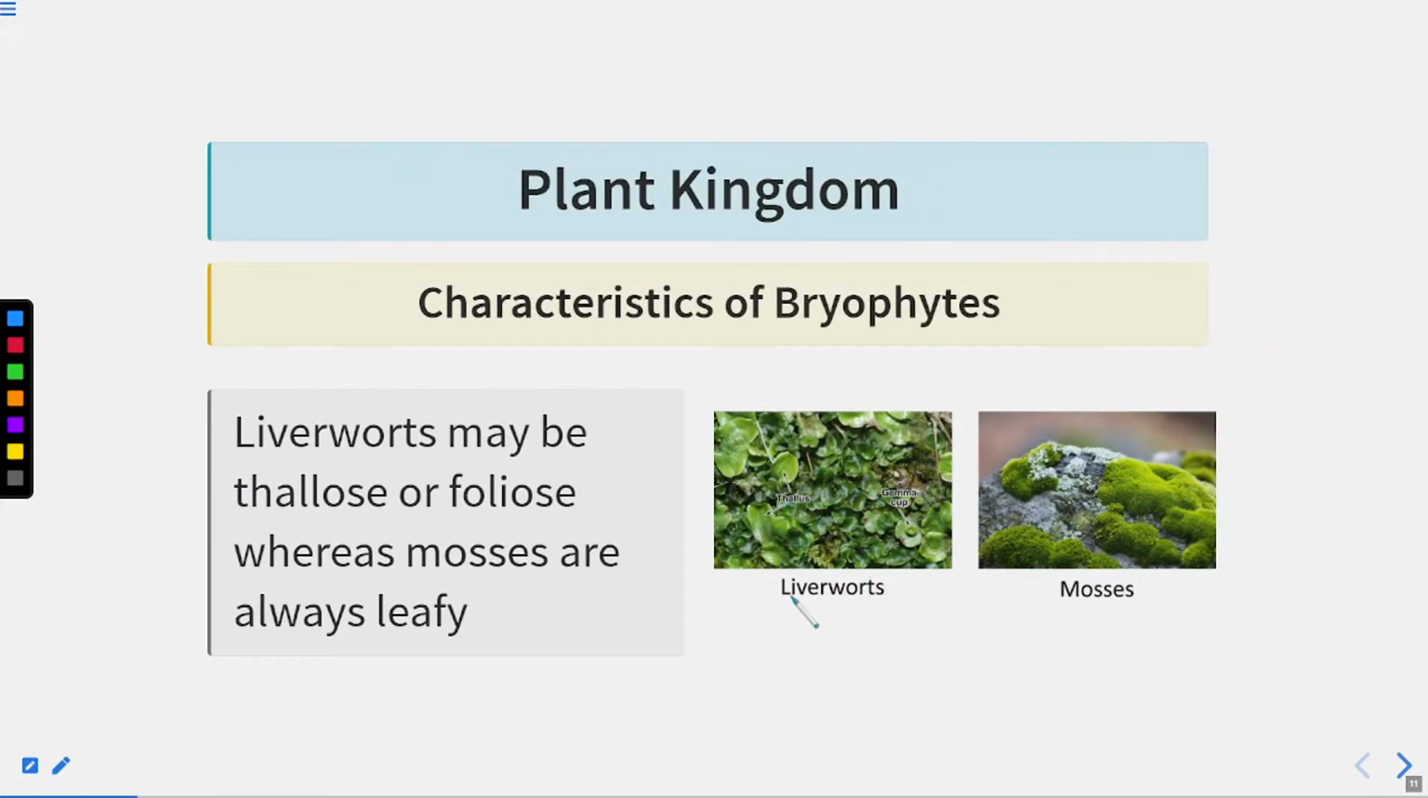So here you can see the liverworts and the mosses. Liverworts may be thallose or foliose, meaning leaf-like structure. Here you can see this is the thallose structure. This is the thallus, right? And mosses are always leaf-like. The plant is like this. The rhizoids are there, and at the top they have the capsule when the reproduction process takes place, and then it forms the sporophyte structure.